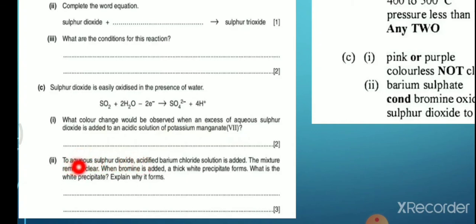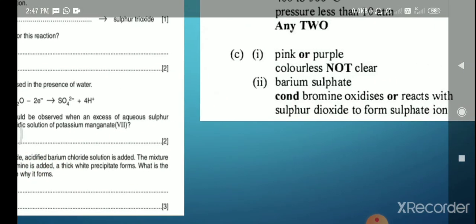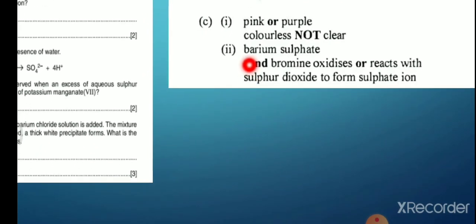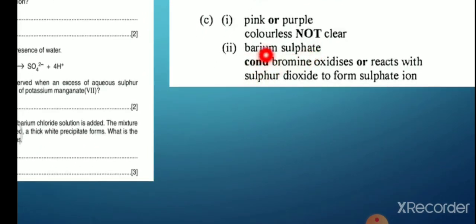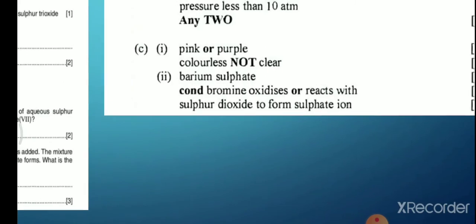Next question here. To the aqueous sulfur dioxide, acidified barium chloride solution is added. The mixture remains clear. When bromine is added, a thick white precipitate forms. What is the white precipitate? Explain why it forms. The answer: that white precipitate is barium sulfate. Here bromine oxidizes or reacts with sulfur dioxide to form sulfate ions. All these 3 points are required to get 3 marks.